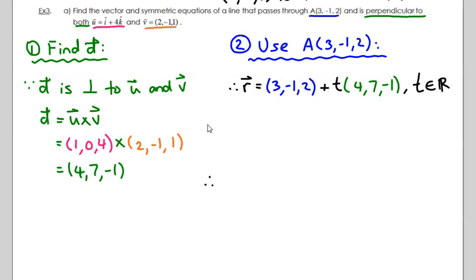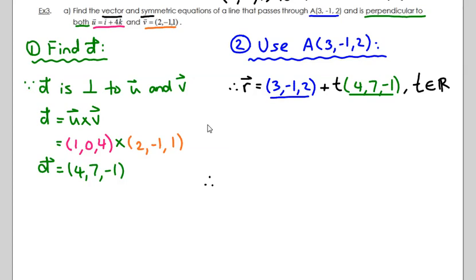Okay, so you can see the cross product on the left-hand side. I'm not going to go through the cross product. That's going to give me my direction vector right over here, which I put after the parameter t, and I'm going to use my a as my position vector. Okay, so done and done.